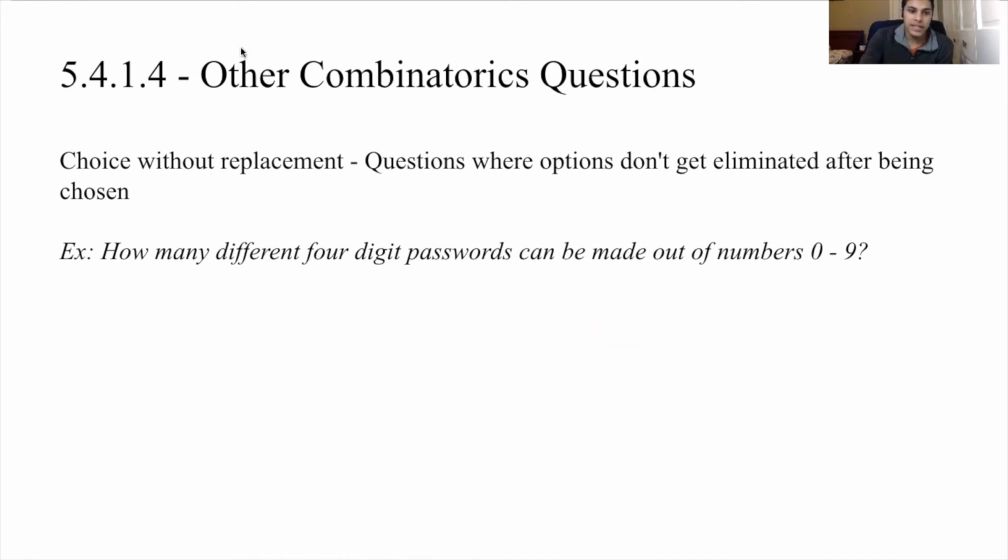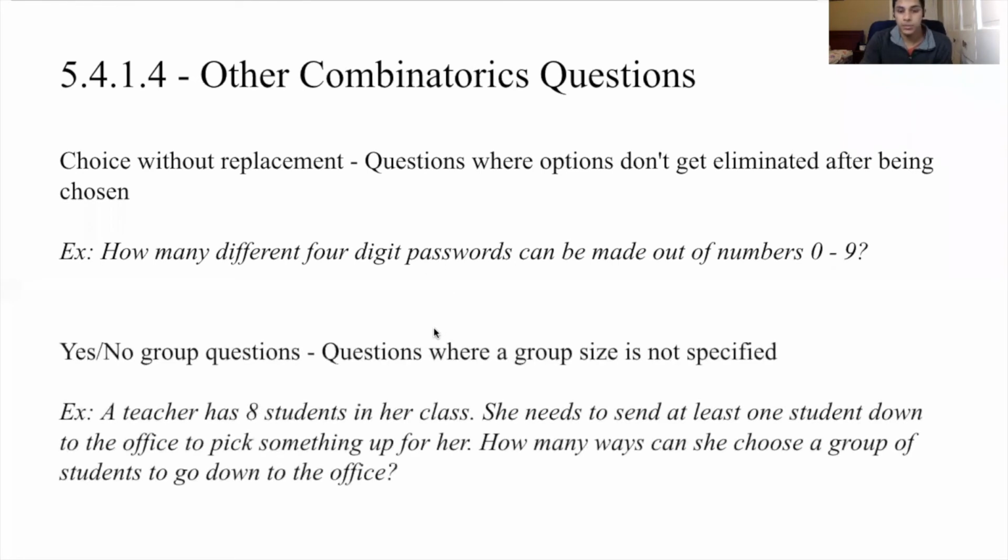All right, the second type of one that we have that's also really easy is yes or no group questions. And these seem really hard at first, but I'll just explain why it's actually not that difficult. So this is like a combination question, except the size of the group isn't specified. So an example of this is a teacher has 8 students in the class, and she needs to send at least 1 student down to the office to pick something up for her. How many ways can she choose a group of students to go down to the office?